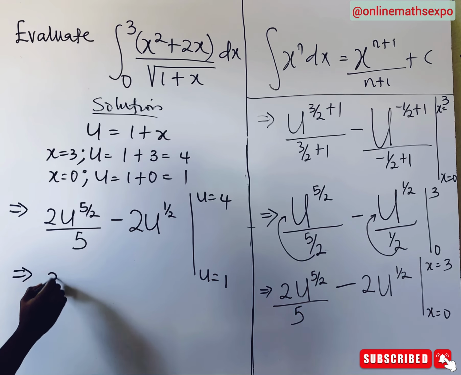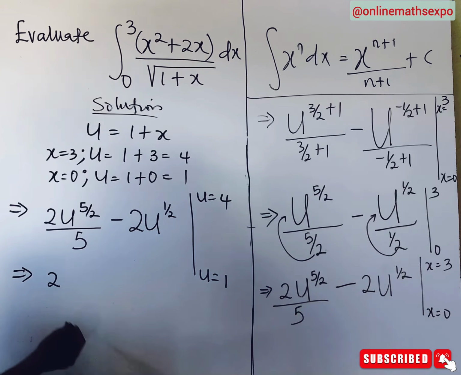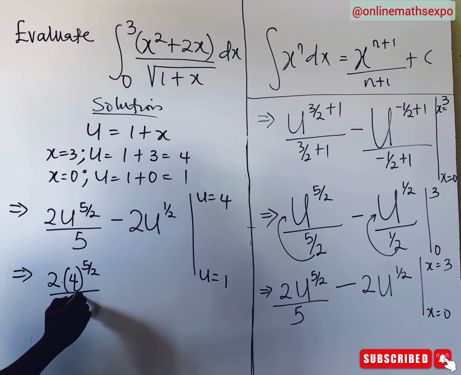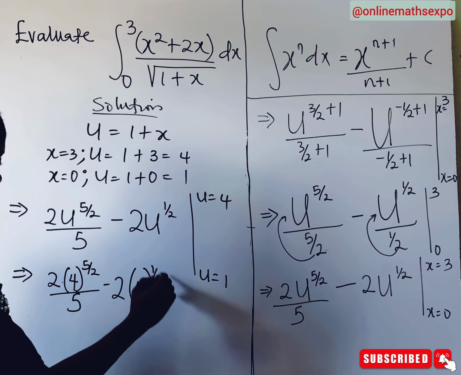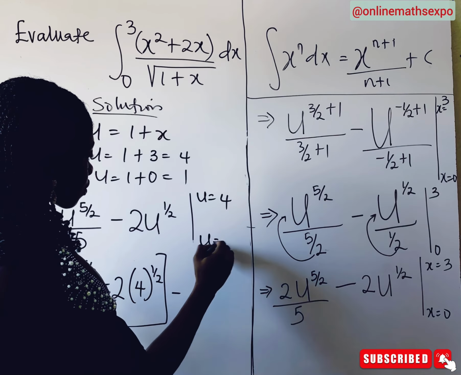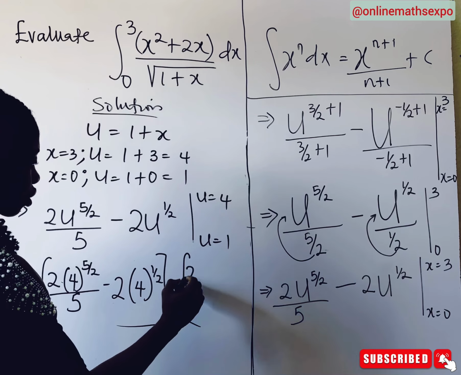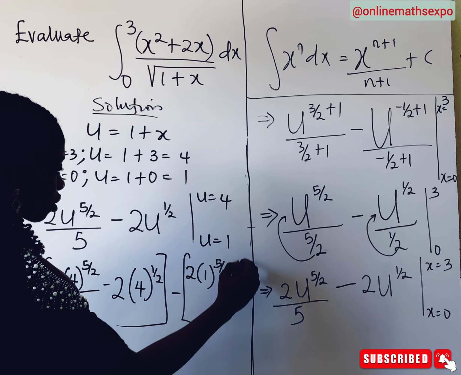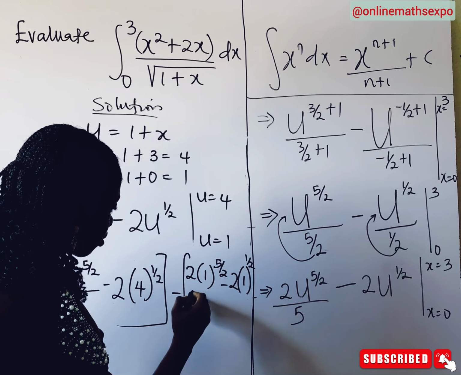We're going to now have 2, our u, for this you take the highest minus the lowest. So we're going to have 2, our u is 4, raised to power 5 over 2 over 5, minus 2, our u is also 4, to the power of half. And whatever we have, minus, put in the value of 1 also. So it's giving us 2 into 1 raised to power 5 over 2 minus 2 into 1 raised to power half, all over 5.